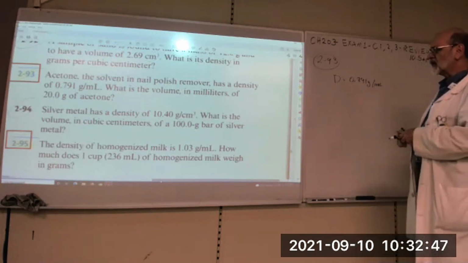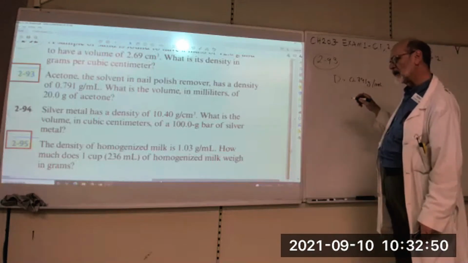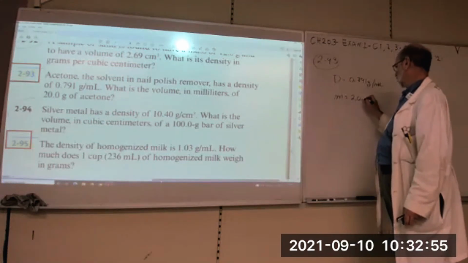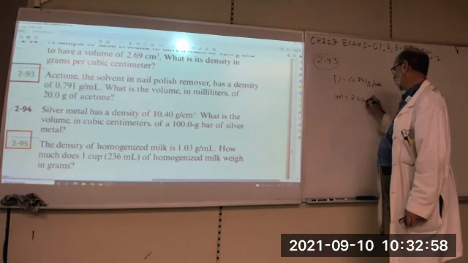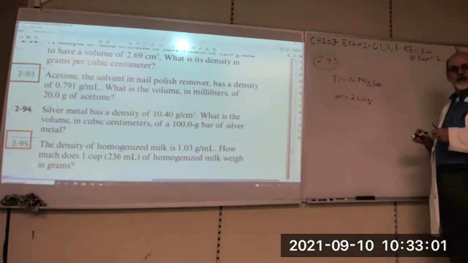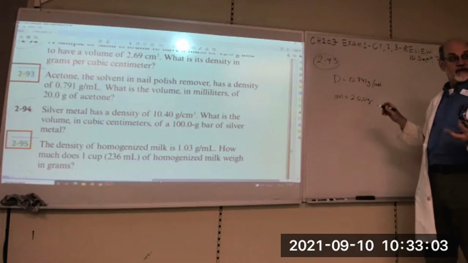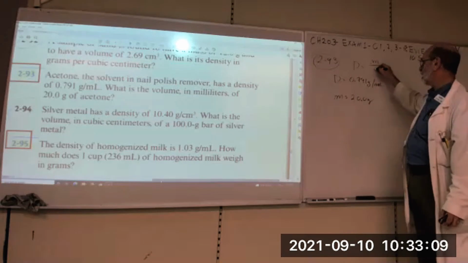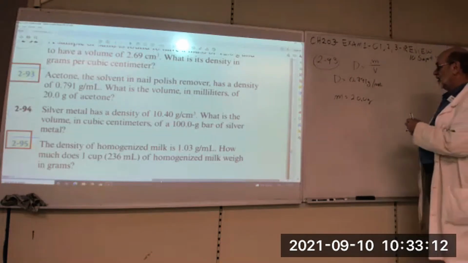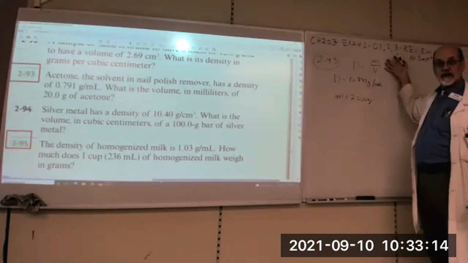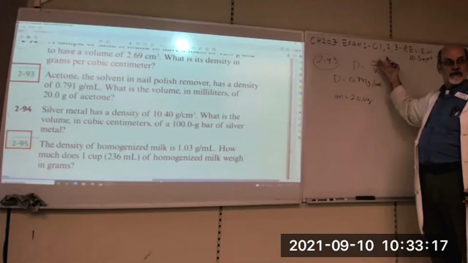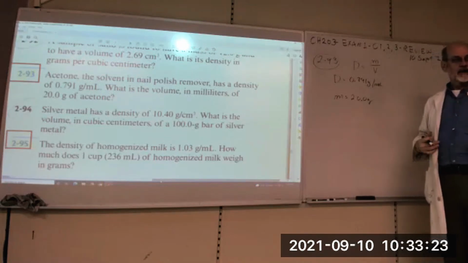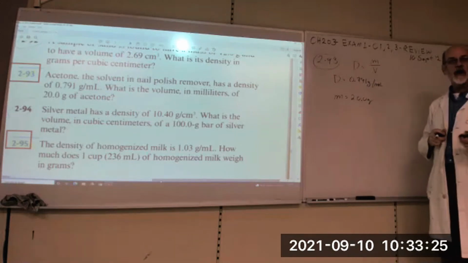What's the volume in milliliters of 20.0 grams? So mass is 20.0 grams. So what's the formula? We've got a formula that we can use to solve it, right? D equals what? M divided by V. Yeah. So remember, anytime you've got a formula like that with variables, if you've got a value for, in this case, two of the variables, you can find the third one. Okay? Any equation that's got one unknown, you can solve it.